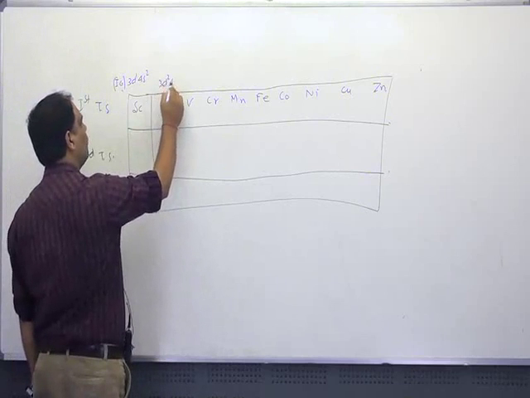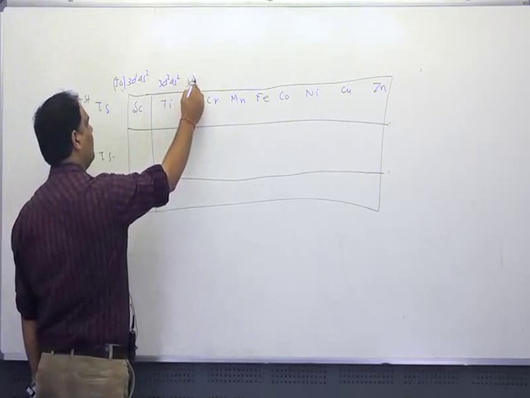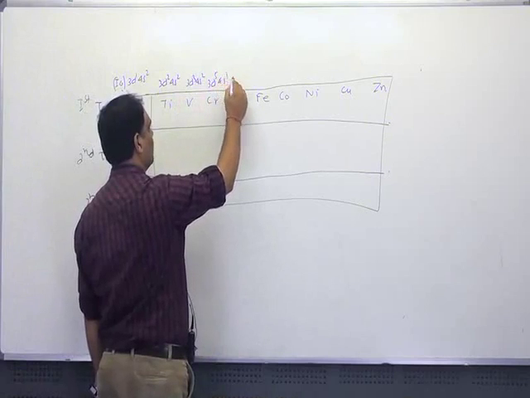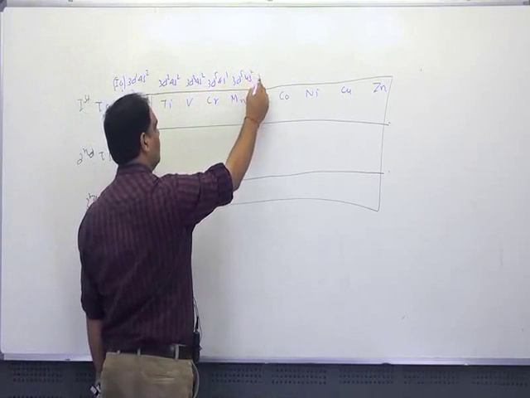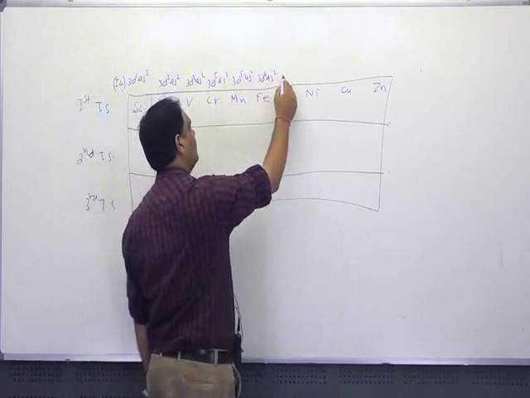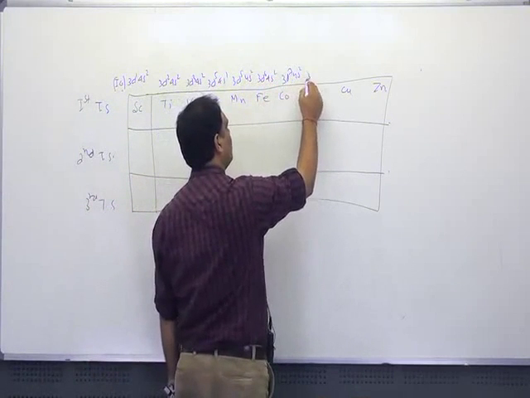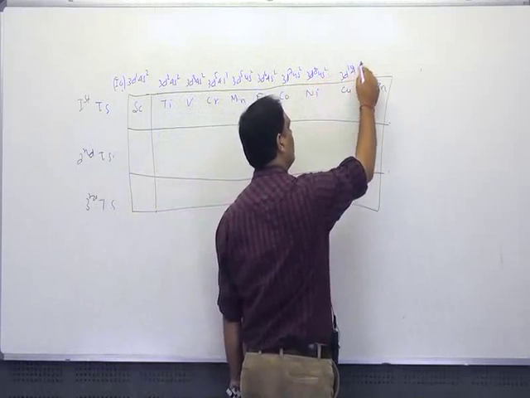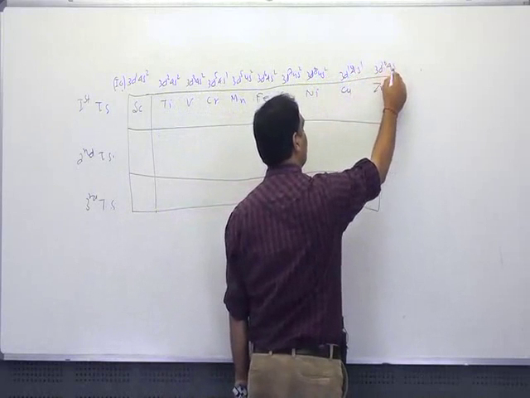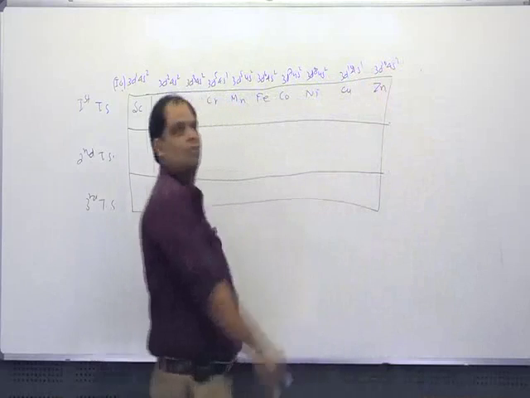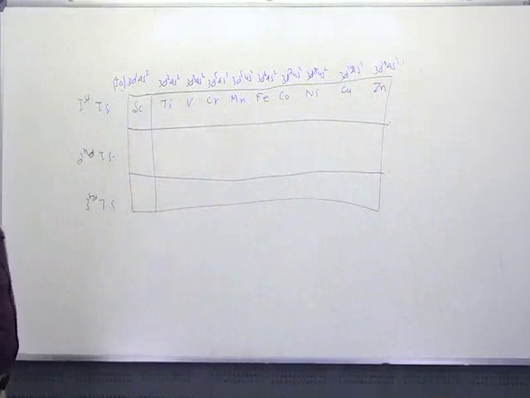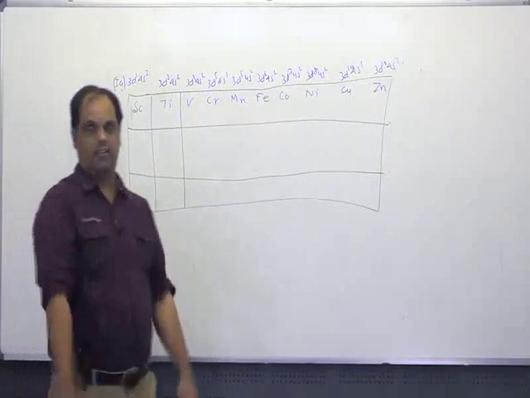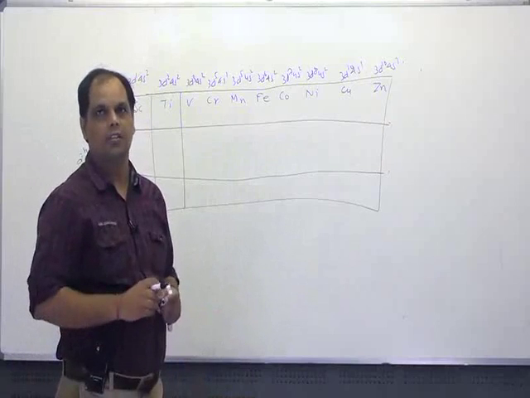This has 3d2, 4s2, 3d3, 4s2, 3d5, 4s1, 3d5, 4s2, 3d6, 4s2, 3d7, 4s2, 3d8, 4s2, 3d10, 4s1, 3d10, 4s2. So we say electrons are first lost from S and then they are lost from D in steps.